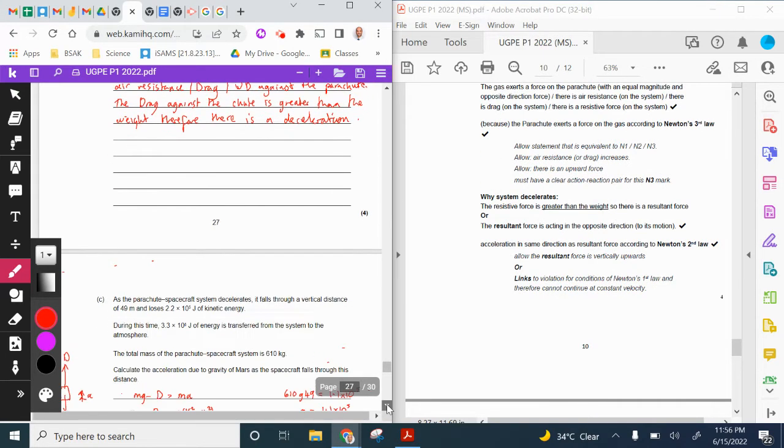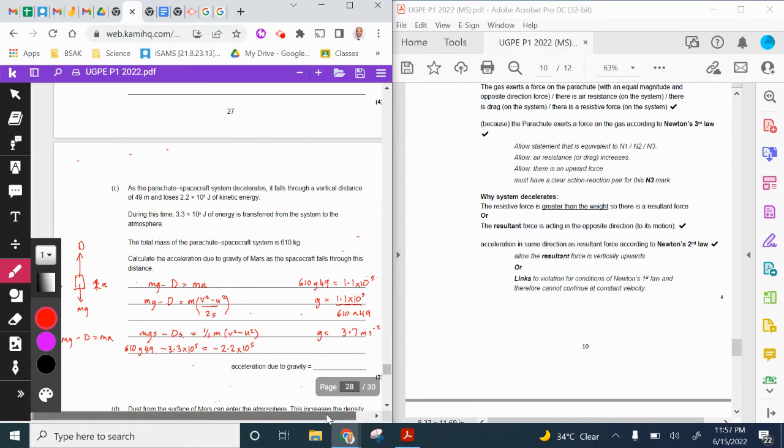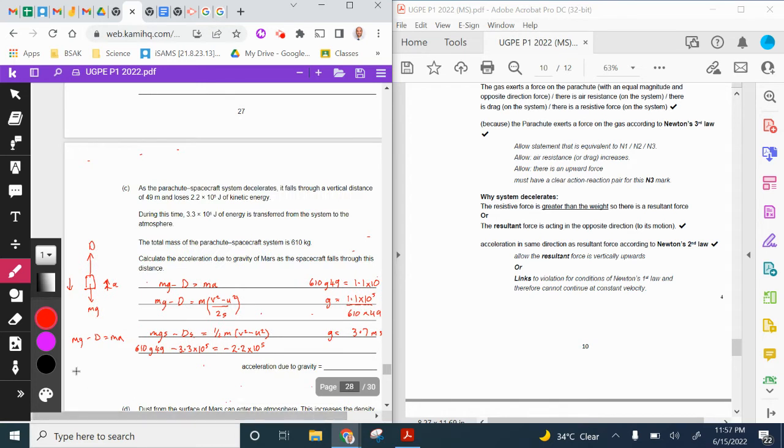Now, the next question, I think this is one of the most challenging questions on the paper, and I think this is the best way to look at it. So, remember, this is just my picture of the chute coming down. Remember, the chute is moving downwards. So you've got downwards weight, mg, and drag against it.